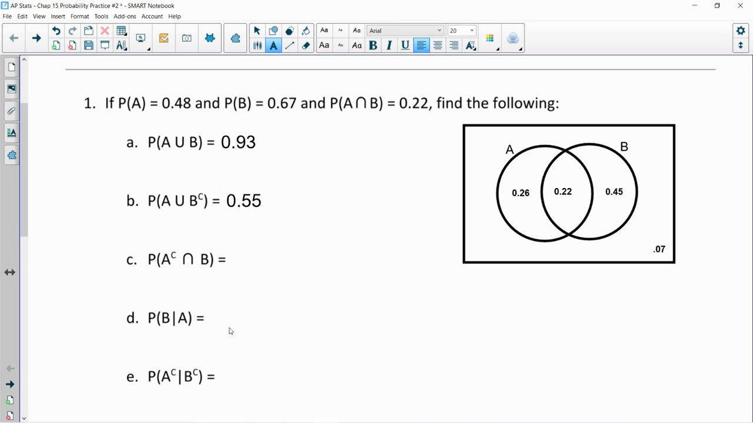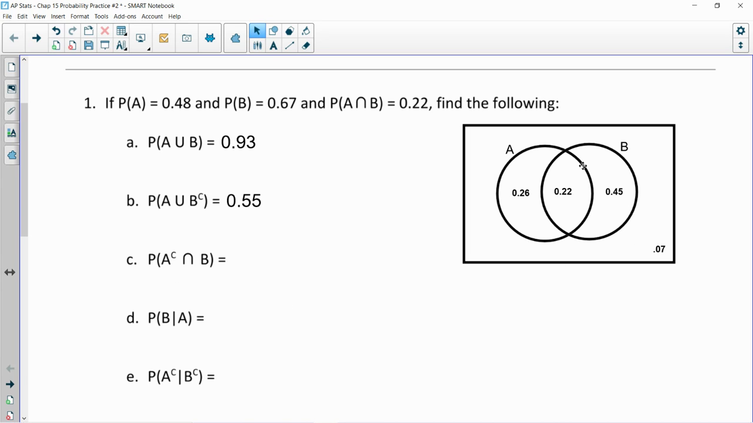Third part. All right. Now C changes things up a little bit. Now we're looking at the complement of A, and our operator has changed. Now we're looking at the intersection. So let's think about this. The complement of A. So these two values are within A. So the complement is anything outside of circle A. So not including these two. So the complement of A is this crescent-shaped piece here on the right, plus everything that's out here, which is the 0.07. So these two.